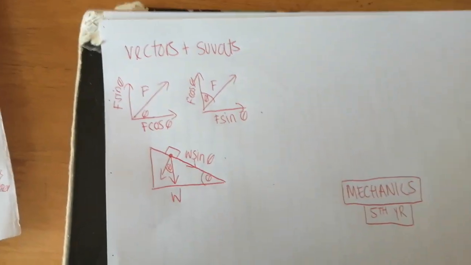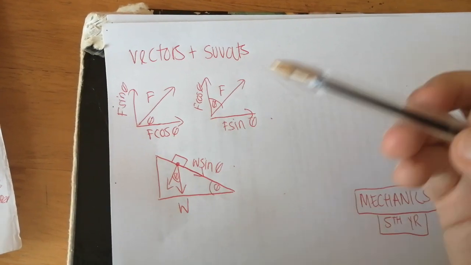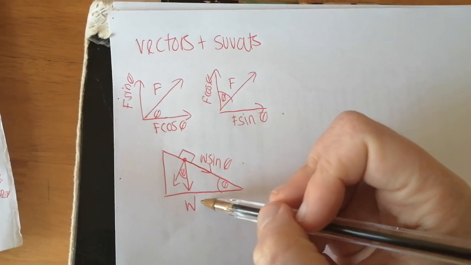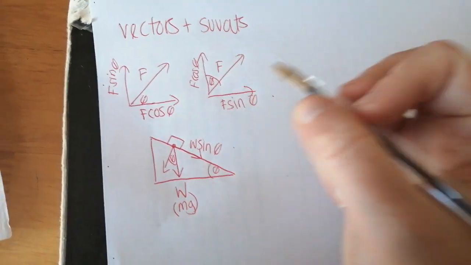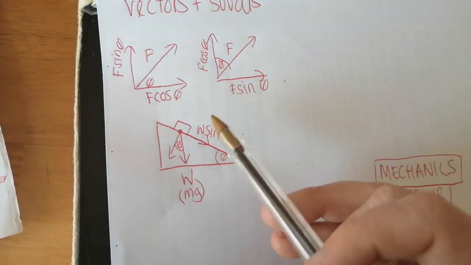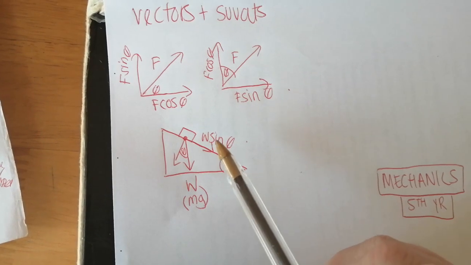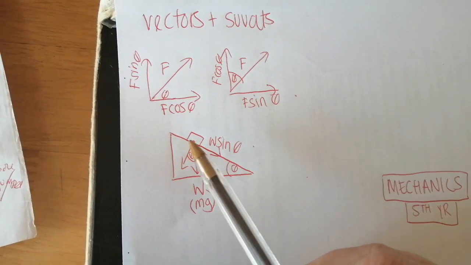Normally with questions like this, you might actually be given the mass rather than the weight, and we just know that the weight is mass multiplied by gravity. So that would be mass by gravity by sine theta to get the component of the weight acting down the ramp.